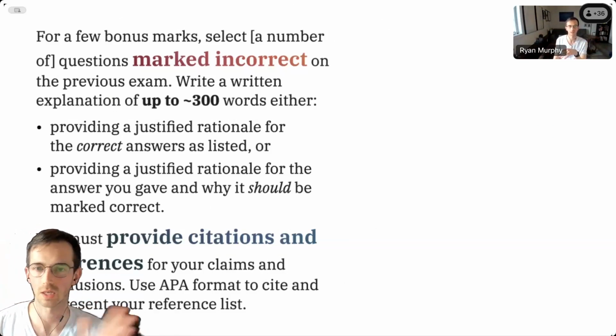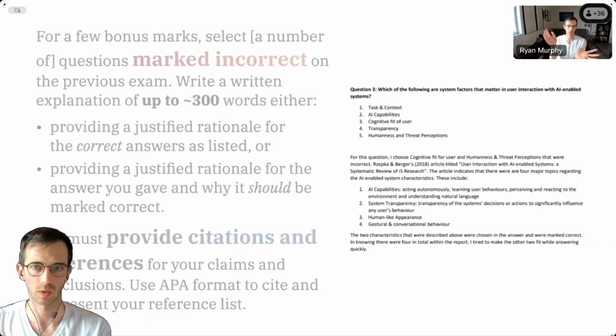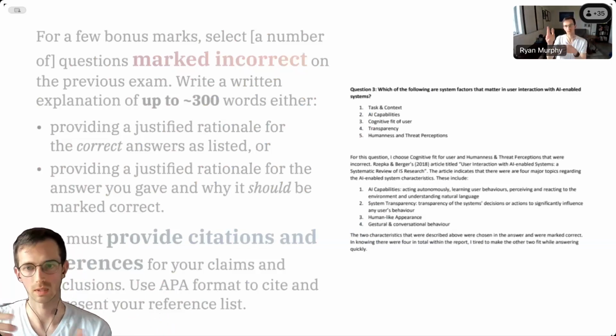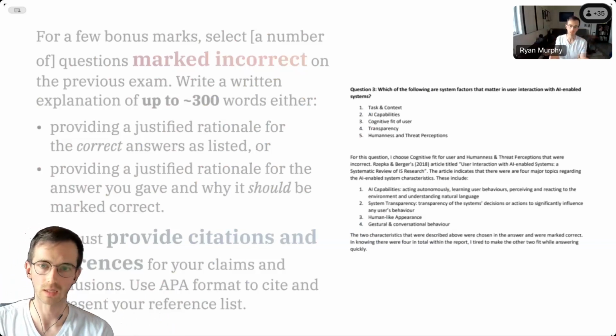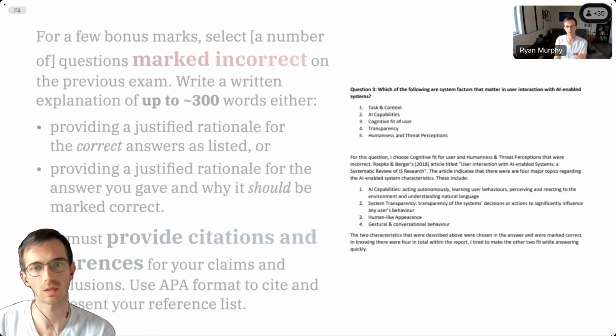This is not a cherry-picked example. It's just a convenience sample of what this might look like. I know you can't read it. The point is, the question was, which of the following are system factors that matter in user interaction with AI-enabled systems? There are 5 options, and this particular student says, I chose this and this, but if you look at the course reading titled User Interaction with AI-Enabled Systems, here are the characteristics that they describe. Here are the system factors that I should have chosen. And this would have been a simple way for that student to get full marks on this bonus mark.